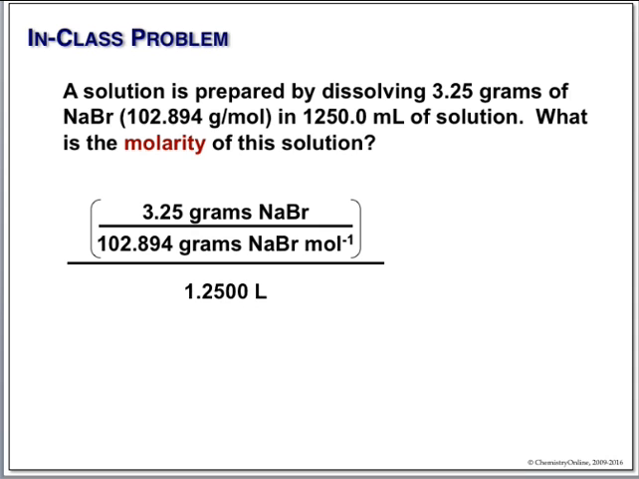Now, if you look at our equations here, we have grams of sodium bromide top and bottom here. They're going to cancel. We have per mole in the denominator. Remember, if we have a per something in the denominator, it goes up top and just becomes mole. So the units of this are going to be mole per liter. That's molarity. So we do our very simple math, 3.25 divided by 102 divided by 1.25, and we get 0.0253 moles per liter.